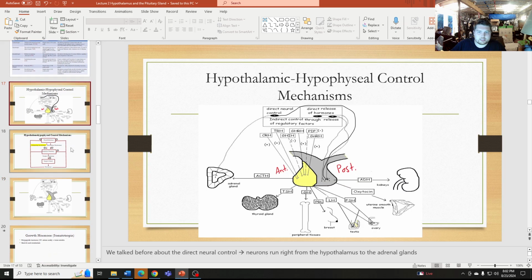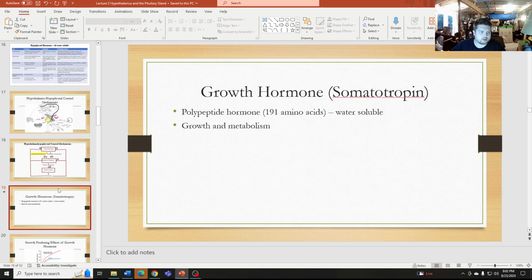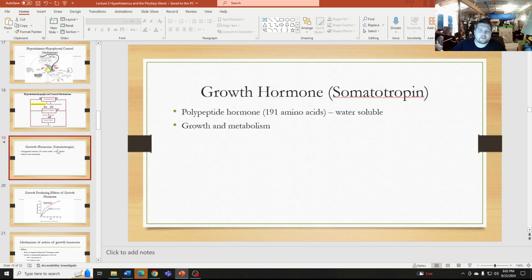That's just a repeat of the same picture. Don't know why that's there. Okay, we're going to dive into some of the specific ones.